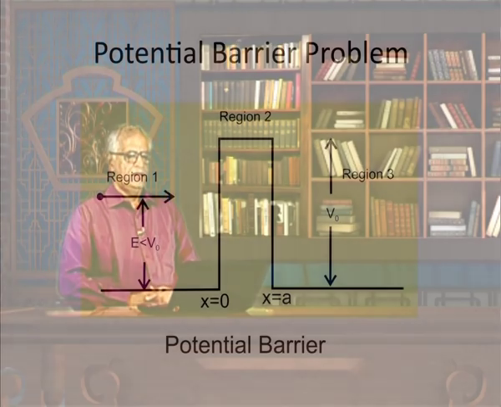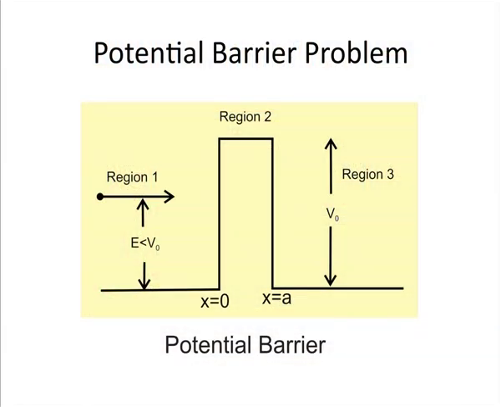Hello friends, today I am going to talk about applications of the Schrodinger equation: the potential barrier problem and the hydrogen atom. This is a potential barrier problem and you see how the potential is varying with x.